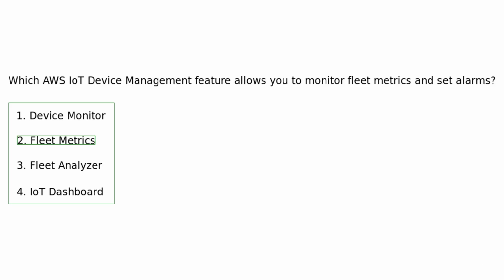Fleet Metrics in AWS IoT Device Management enables you to monitor your device fleet's health and set alarms based on aggregated metrics. This helps you track the overall state of your fleet and receive notifications when certain thresholds are exceeded.